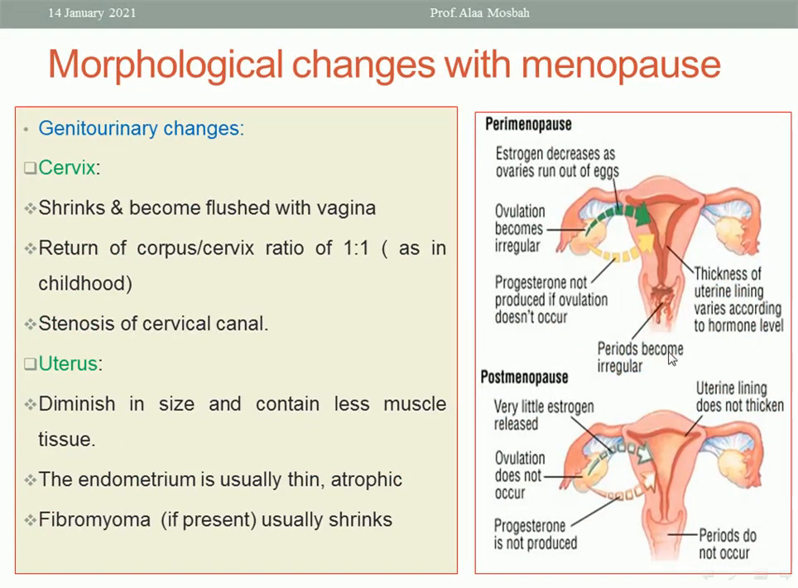The cervix, as you see in the picture, this is during the perimenopause, still there is some menstrual cycle, still some thickness in the endometrium, but in this picture, the endometrium is thin and atrophied in postmenopause. The uterine muscle decreases, and the size of the uterus decreases, and the ratio between the cervix and the uterus is nearly 1 to 1. There is cervical stenosis. The cervix atrophies and becomes flushed with the vagina. And if there is fibromyoma or leiomyoma, it may shrink during the postmenopausal age due to deficient estrogen.